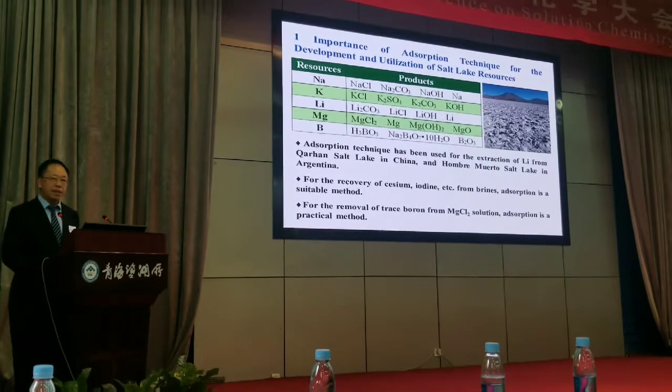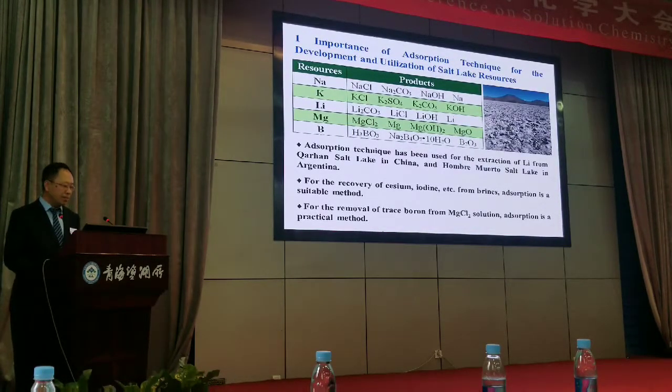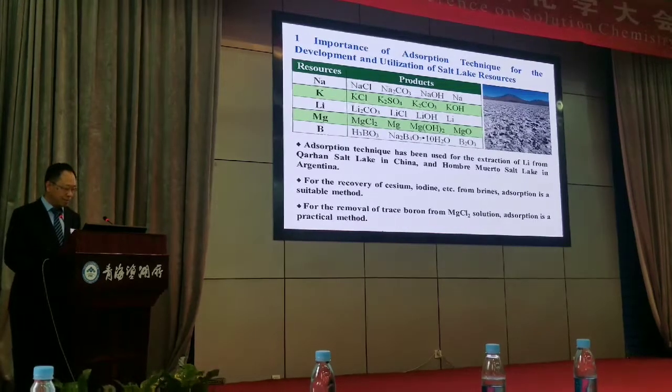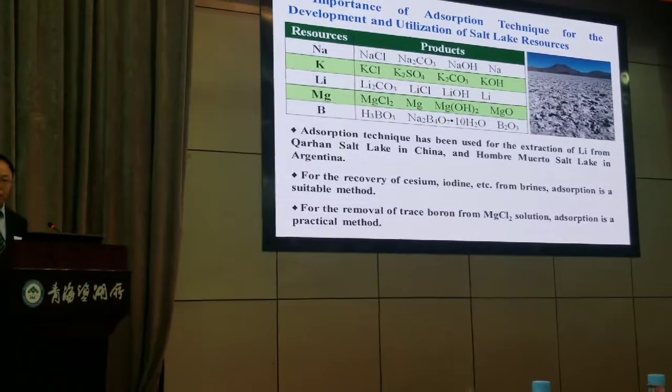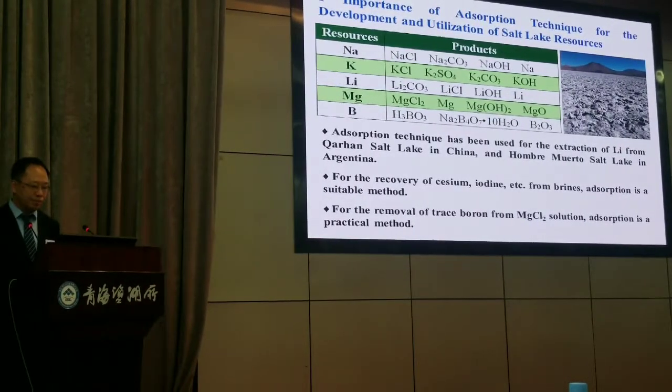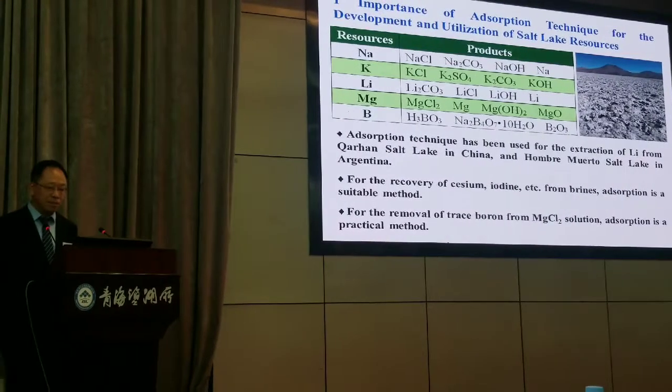In salt lakes, in addition to sodium, potassium, lithium, magnesium, and boron resources, there are cesium and iron resources. For the recovery of cesium and iron from brine, adsorption is a suitable measure. When we use magnesium chloride to produce magnesium metal, magnesium hydroxide, magnesium oxide, and so on, boron is a harmful impurity. In order to remove trace boron from magnesium chloride solution, adsorption is a practical measure.